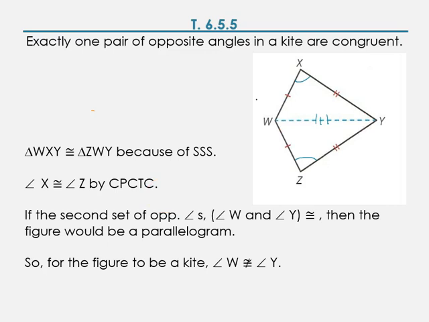Now in a kite, if the second set of opposite angles, which are angle W and angle Y, were congruent, then the figure would actually be a parallelogram. For this to be a kite, W would have to not be congruent to Y. So you'll have one set of angles that are congruent, X and Z, but you will not have a second set that are congruent. Y and W are not congruent to each other.